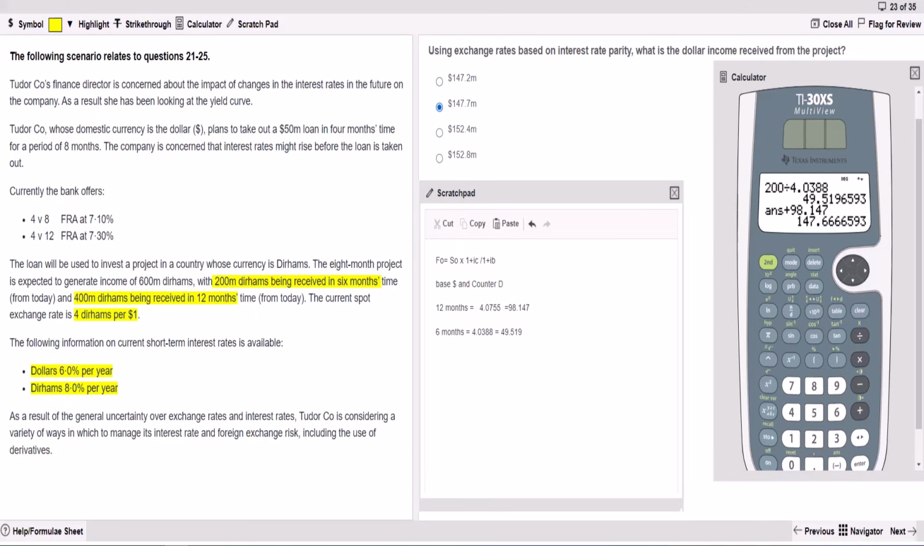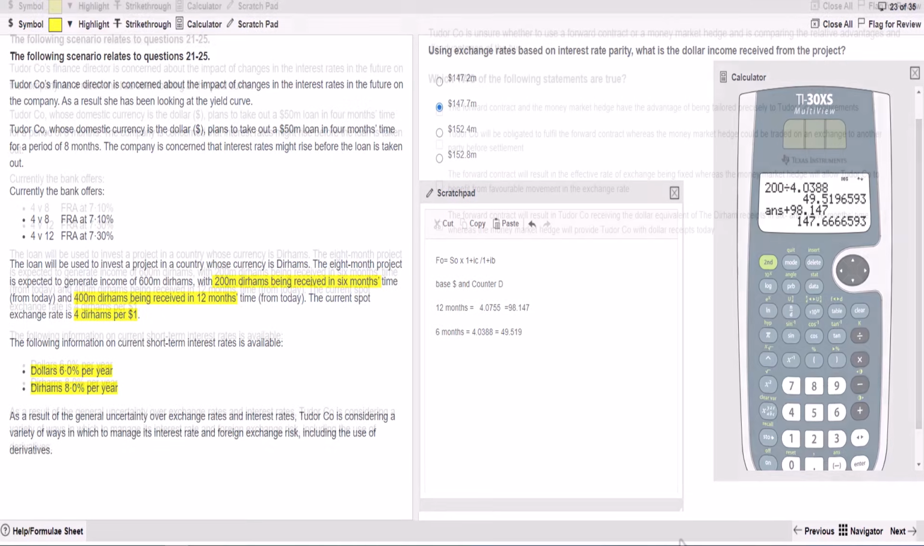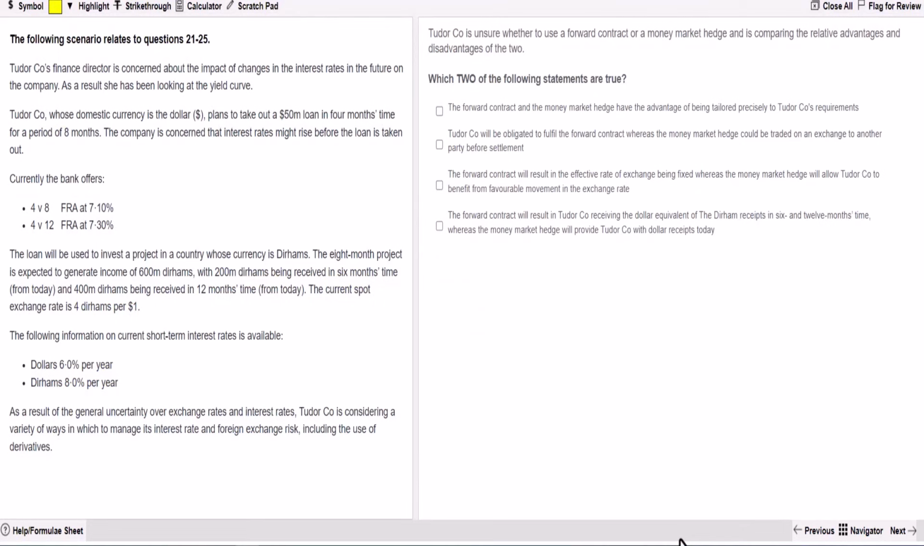Now the distractors are there if you had used the rates the wrong way round, or if you had potentially not found a 6-month rate and just used one rate. Your answers will be there if you make those common mistakes. So the next two questions are now discursive questions.